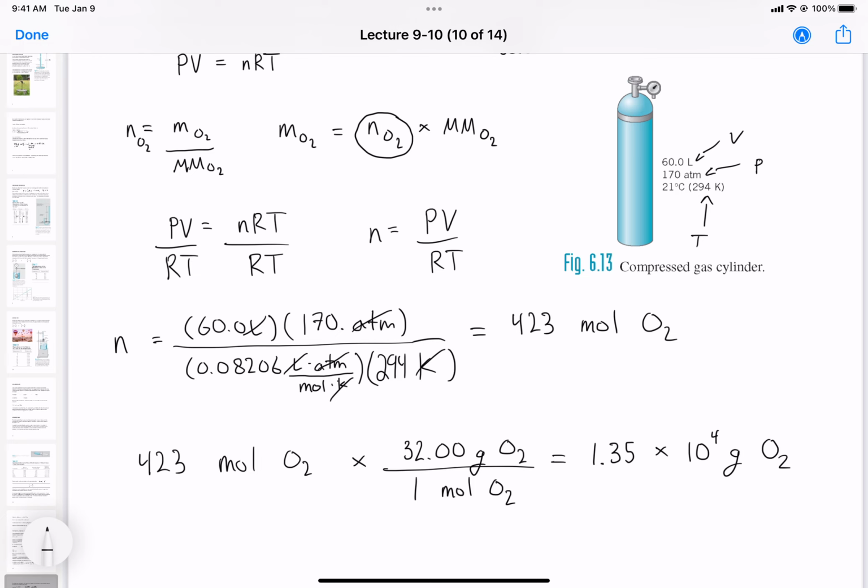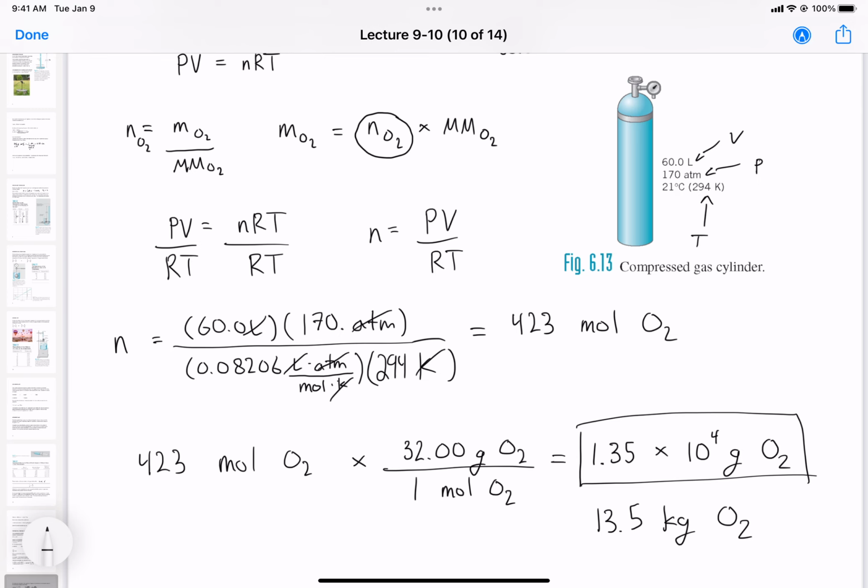So that's 3 sig figs, right? So when we divide, that'll be 3 sig figs. So 1.35 grams of oxygen, or we could say 13.5 kilograms oxygen. So that's a lot of oxygen, right?